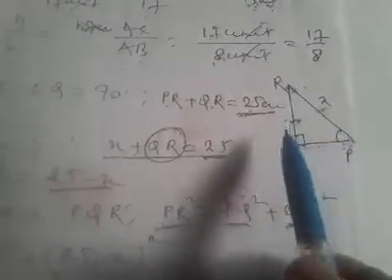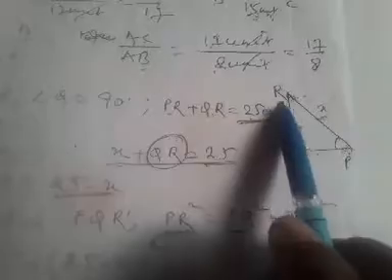So, if we take any one of the sides as x, then the other can be expressed as the difference of 25 and x. So, what have we taken? We have taken PR as x centimeter, x unit. So, we can take that x plus QR is equal to 25. It means that QR can be expressed as 25 minus x. Over here, we have assumed PR is equal to x, QR is equal to 25 minus x.